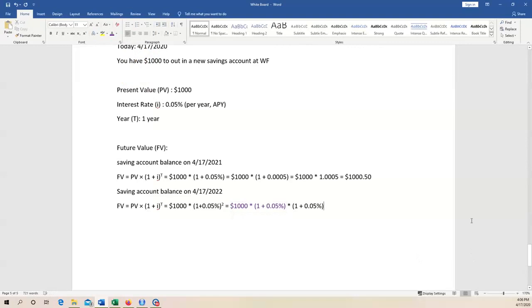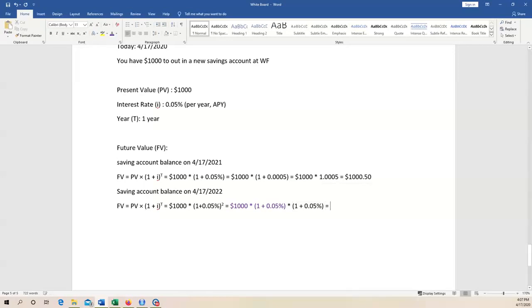This component from my previous step, you can see this is the 1 year ahead future value. That means your savings account balance on April 17th, 2021 will be this amount of money, which is $1,000 plus 50 cents. Since you are going to roll over for another year, that means you won't touch your savings account. You're going to leave this amount of money for another year, and the bank is going to, of course, pay you another year of interest. So that's why we have another part, 1 plus 0.05%. This part is related to the second year because you have decided to roll over for another year.